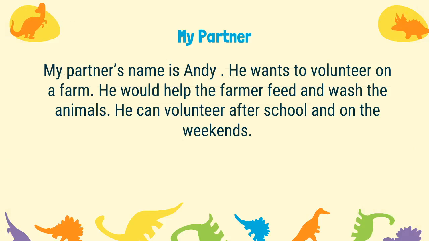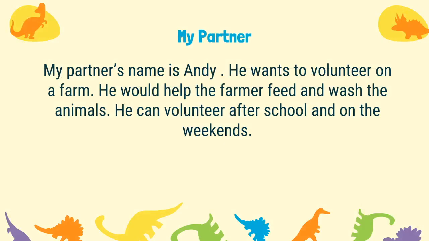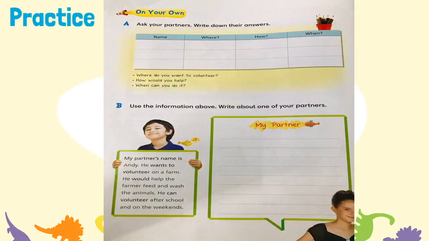After you finish writing in our columns, you need to write about your partner once more. Like, my partner's name is Andy. He wants to volunteer on a farm. He would help the farmer feed and wash the animals. He can volunteer after school and on the weekend. After you complete the columns that I show you right now, you need to write a paragraph like this about your partner. You can write it in your book on page 83.